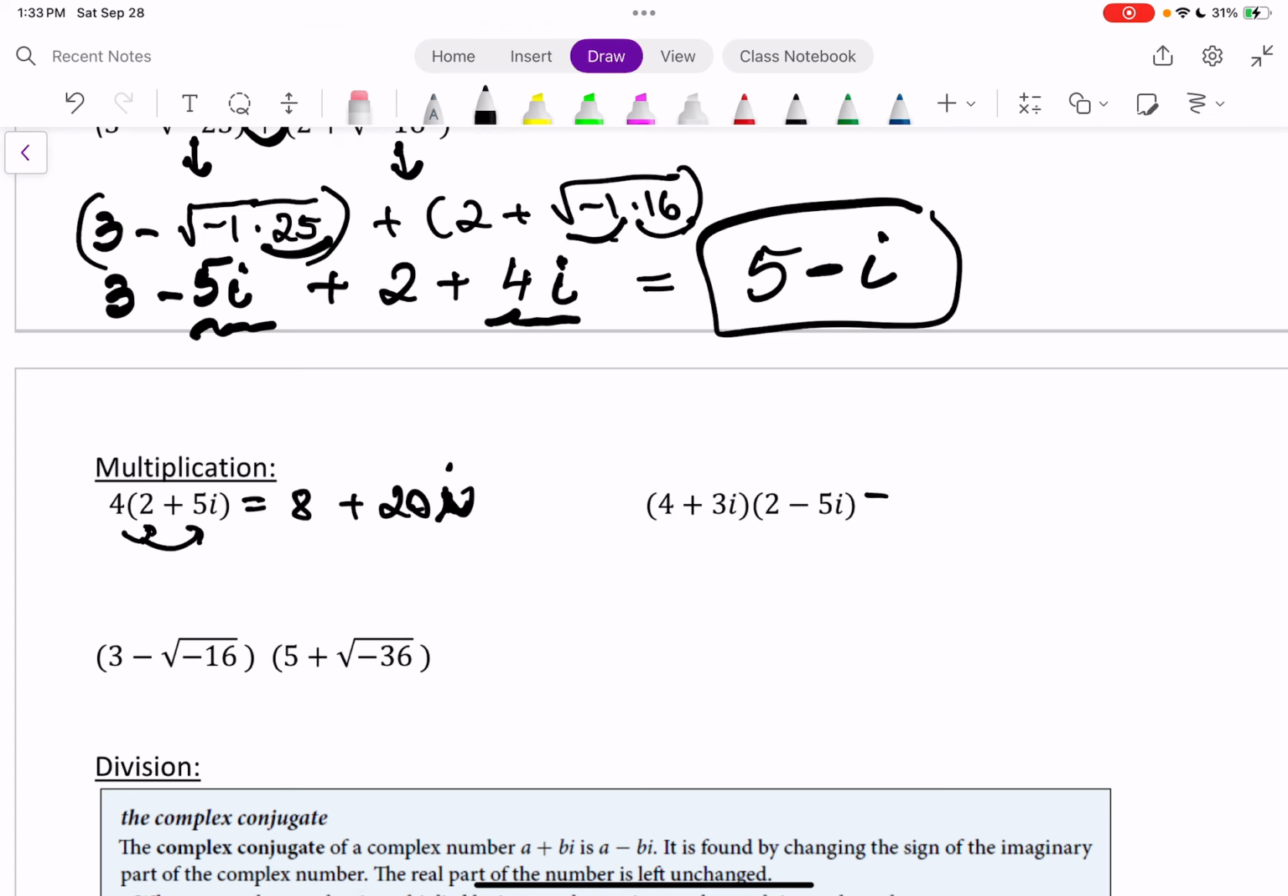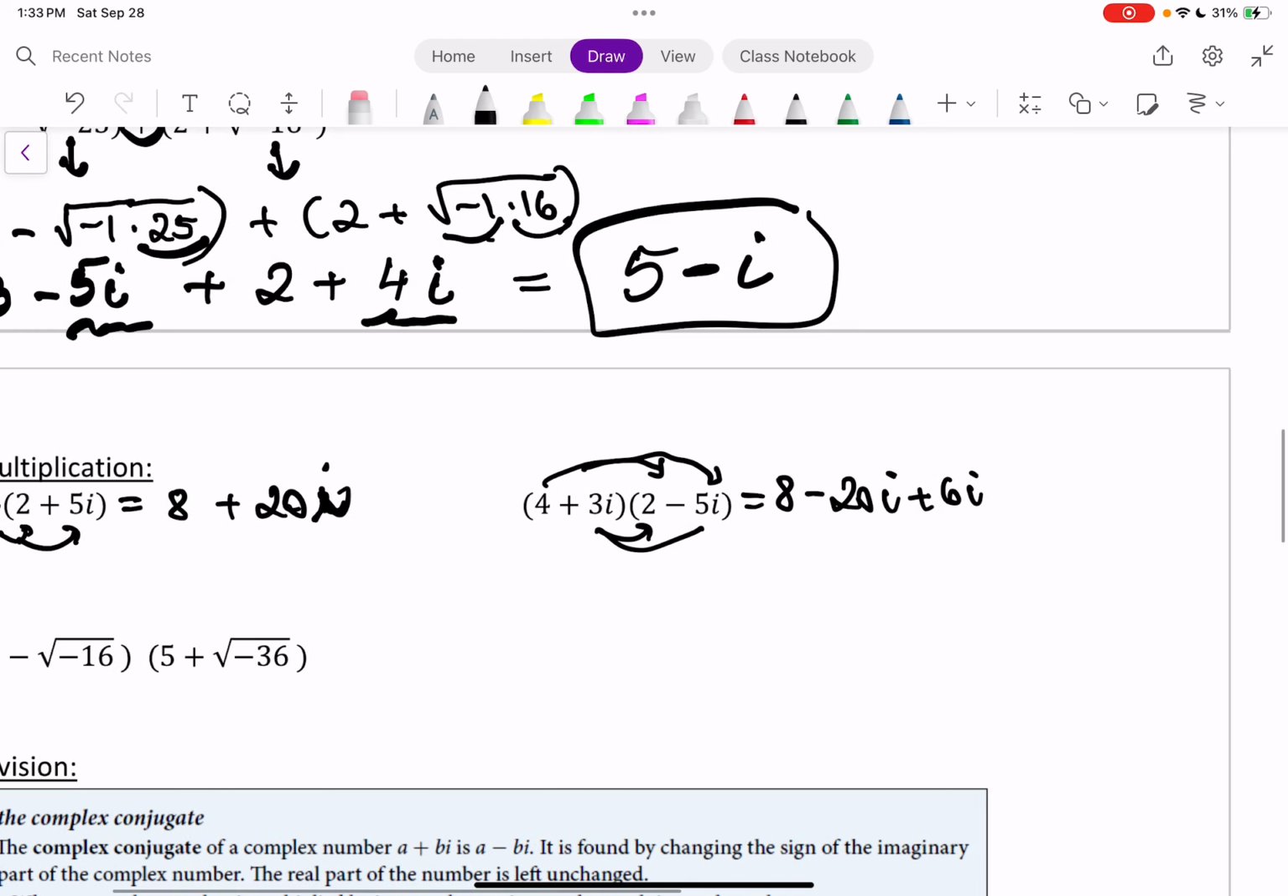So let's distribute this one here. So I'm going to get 4 times 2 is 8. 4 times negative 5i is negative 20i. 3i times 2 is 6i. And here it is, negative 15. i times i is an i squared.